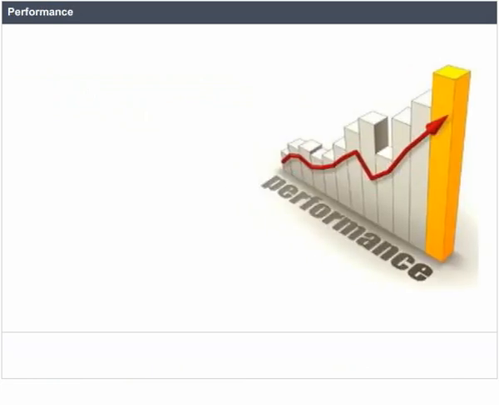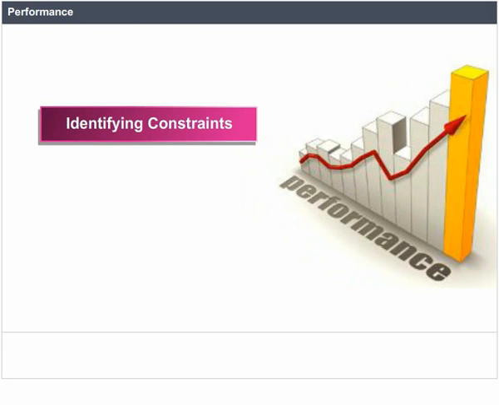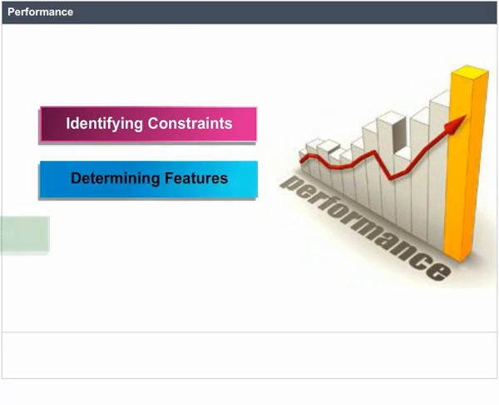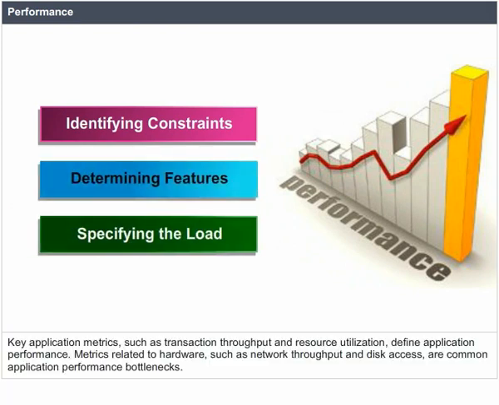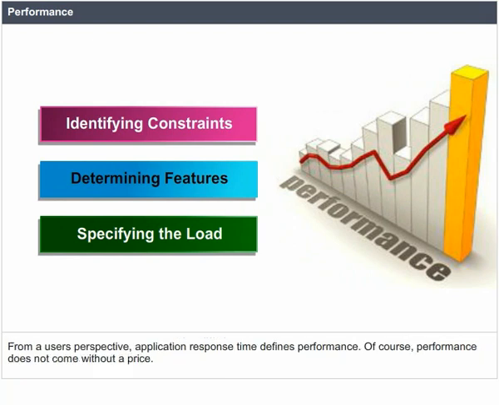Performance. Identifying constraints, determining features, specifying the load. Key application metrics such as transaction throughput and resource utilization define application performance. Metrics related to hardware such as network throughput and disk access are common application performance bottlenecks. From a user's perspective, application response time defines performance.